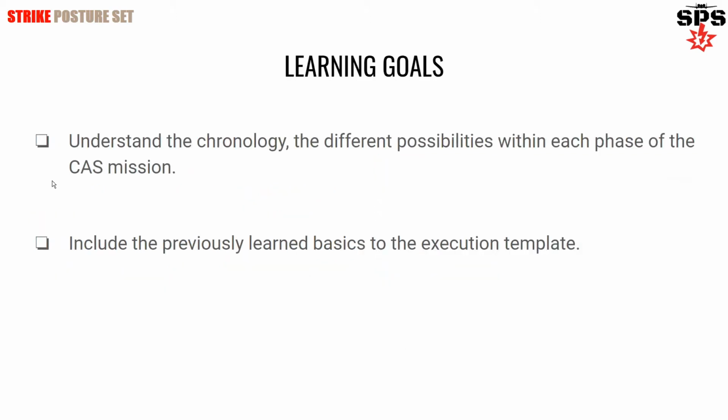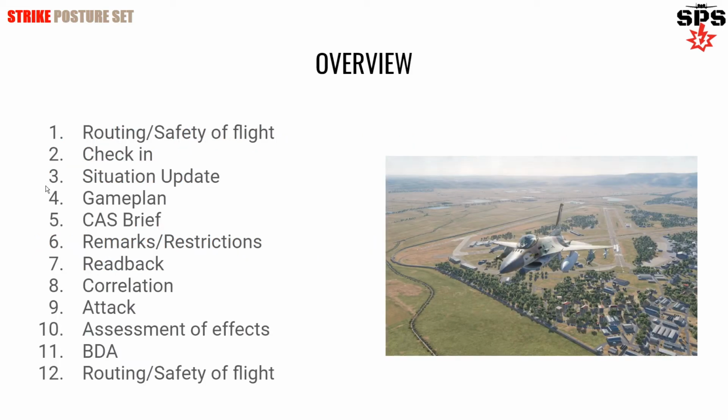The learning goals for this brief will be to understand the chronology and the different possibilities within each phase of the CAS mission, and to include the previously learned basics in the execution template. So that will include the type of control and method of attack, obviously. So here's the overview, 12 steps, and you can already see 2 of them are the same. It's routing, safety. Obviously you want to route for the ingress and also for the egress.